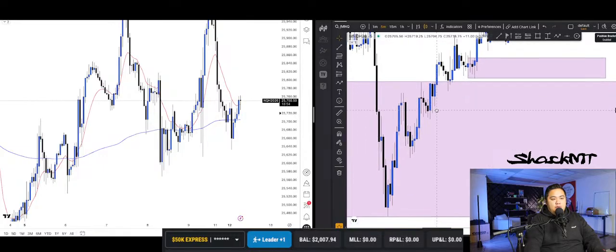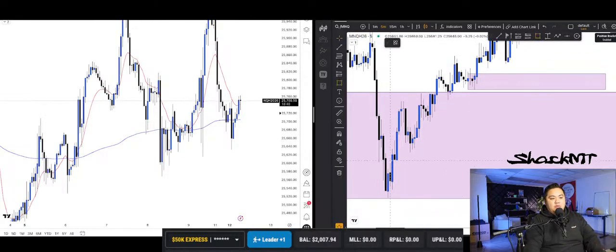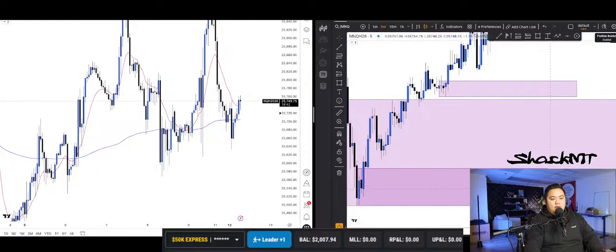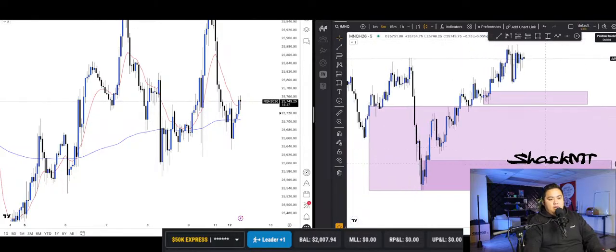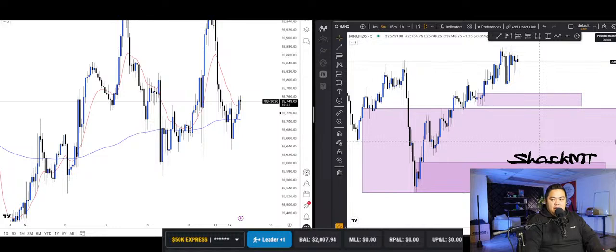And a super high probability setup would be if NQ comes all the way down here. All the way down here. If NQ decides to come all the way down here to go long, this is a high probability setup that I would take. I would probably go in full size right away.